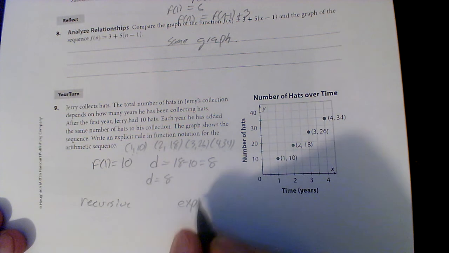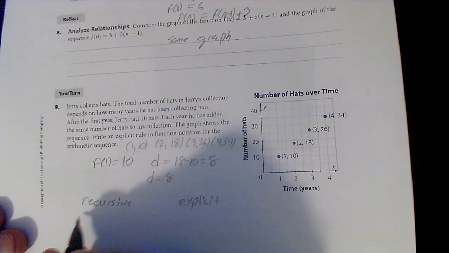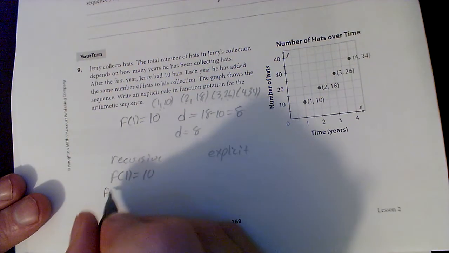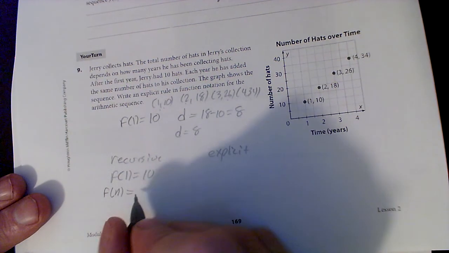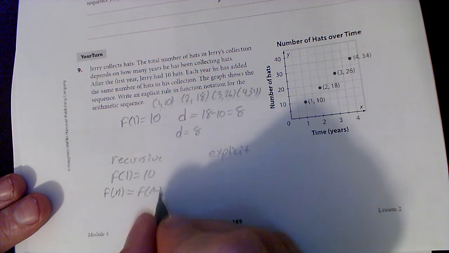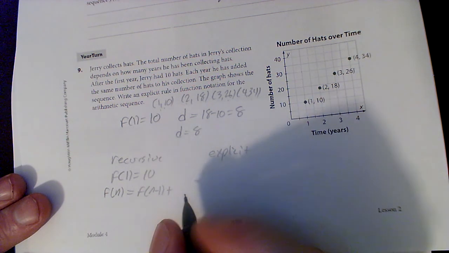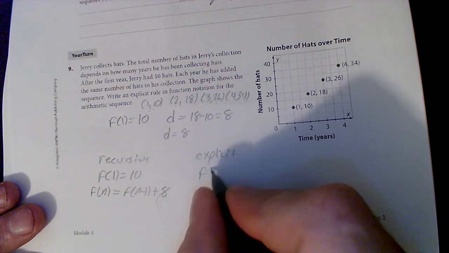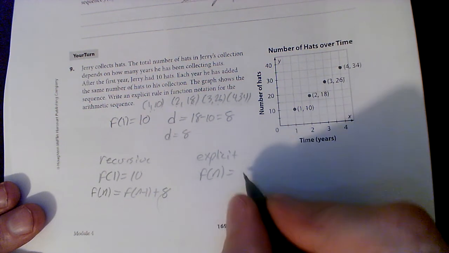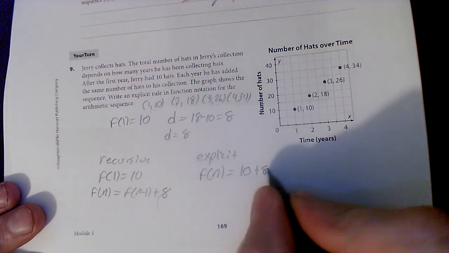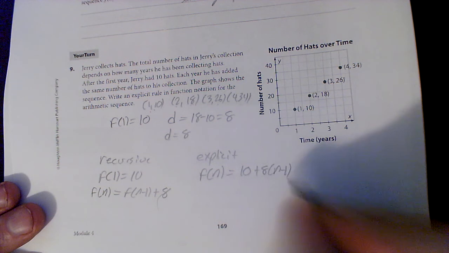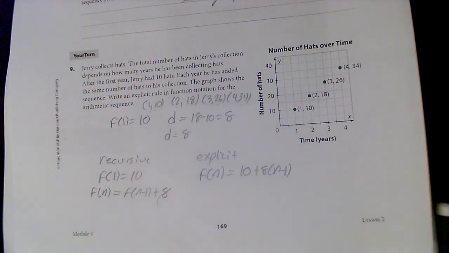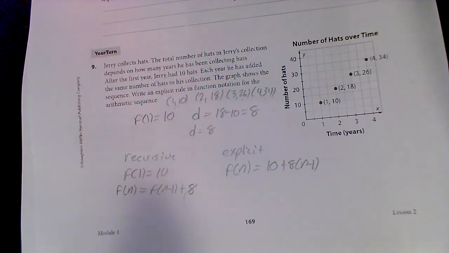and explicit. For recursive, I give my start, which is 10, and then I say to find my term, I take my previous term and add, what's my difference? 8. For explicit, much easier. I say to find my term, I start at 10, and I add 8, n minus 1 times. And we're done. I'm going to post this, and we'll see you soon.